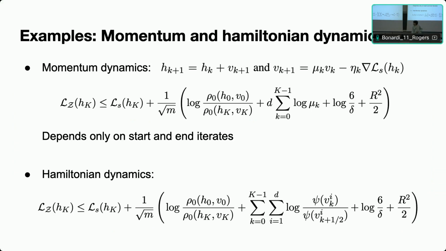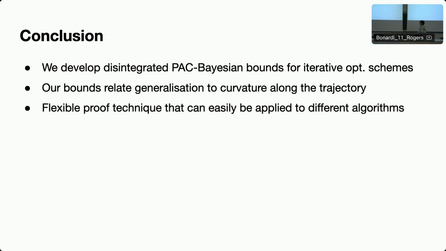Yeah, so to conclude, we developed disintegrated PAC-Bayesian bounds for iterative optimization schemes. Our bounds relate the generalization gap to the curvature along the trajectory. And we do this with a fairly flexible proof that can easily be applied to a range of different schemes.